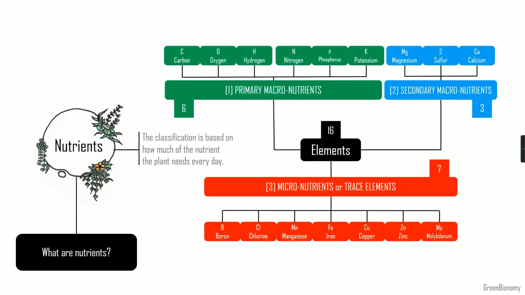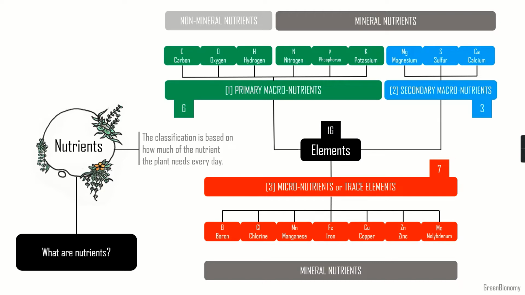Now, these 16 elements can be divided into 2 other categories. These 2 categories are non-mineral nutrients and mineral nutrients. So what is the difference between these non-mineral and mineral nutrients? It depends on where the plant gets them. Basically, non-mineral nutrients are provided by water and air. For example, carbon and oxygen are provided by air, while hydrogen is provided by water.